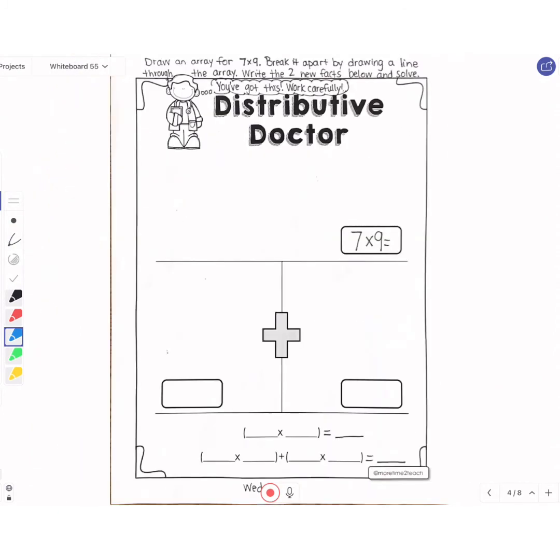Then for this lesson with Distributive Doctor, you're going to draw an array for 7 times 9 first, so don't forget to draw that neatly up here. And then you are going to split the 7 apart into 2 smaller numbers that equal 7, so 5 plus 2 would be a great example. And then you are going to go ahead and draw those arrays, so 5 times 9, 2 times 9, draw them out, draw your big array up there, and show me the full problem completed below.